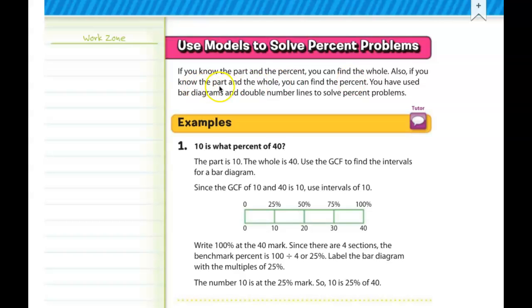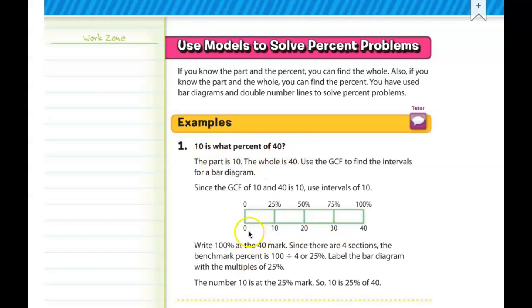If you know part of the percent, you can find the whole. Also, if you know part and the whole, you can find the percent. You have used bar diagrams and double number lines to solve percent problems, which is just what I said. Okay, 10 is what percent of 40? There's another way to solve this, but basically they've decided to put the 0 on top and the 100%, and then we have 10 out of 40.